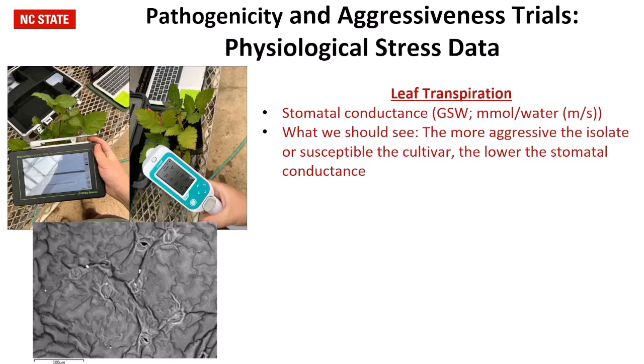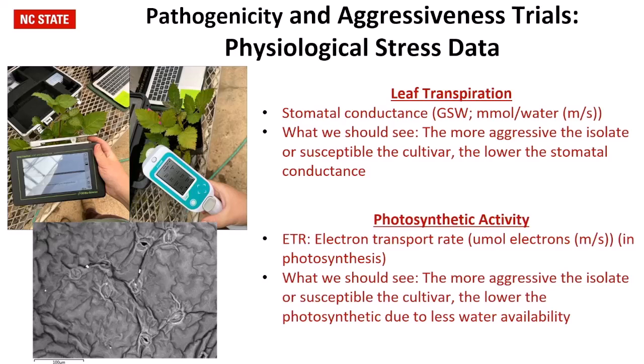It's a lot more complicated than that, right? Water vapor exchange, but it's a lot more complicated than that. What we should see is that the more aggressive the isolate or susceptible the cultivar, the lower the stomatal conductance. Okay? And then we also looked at something called photosynthetic activity.